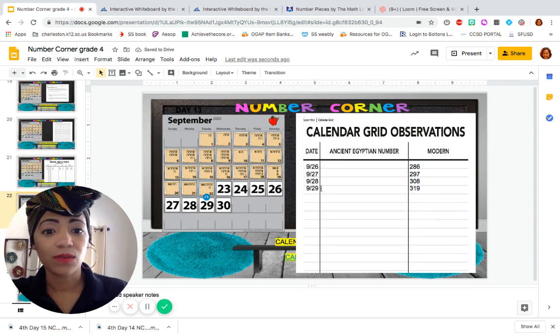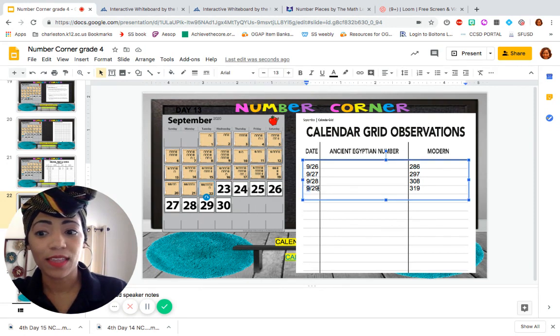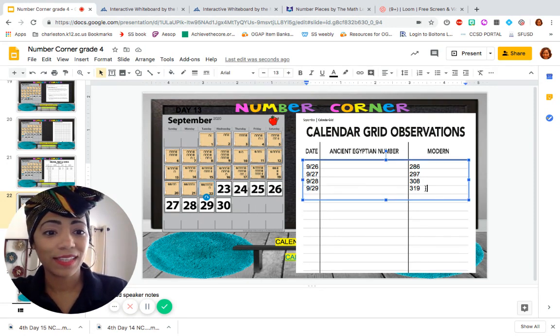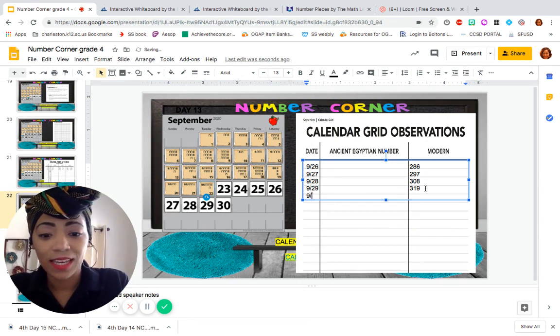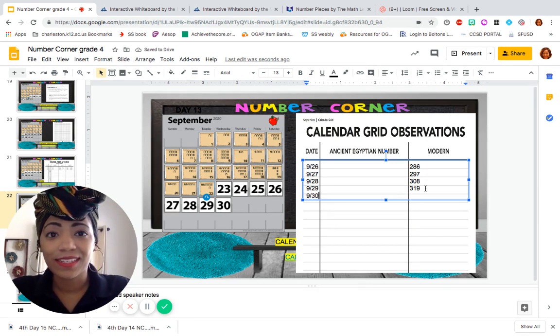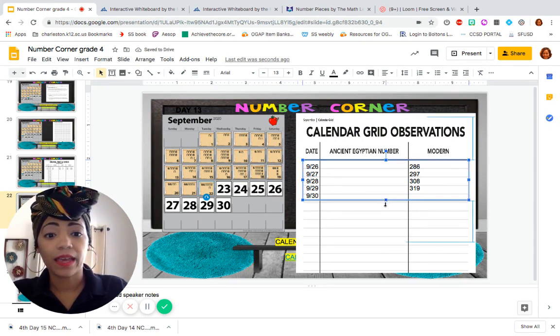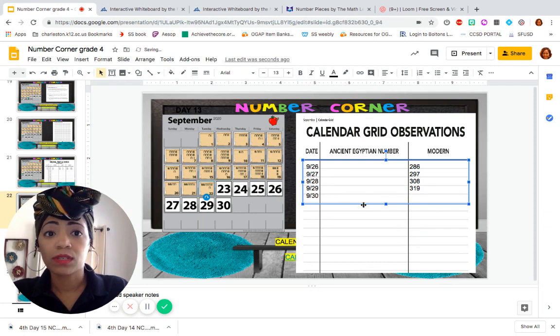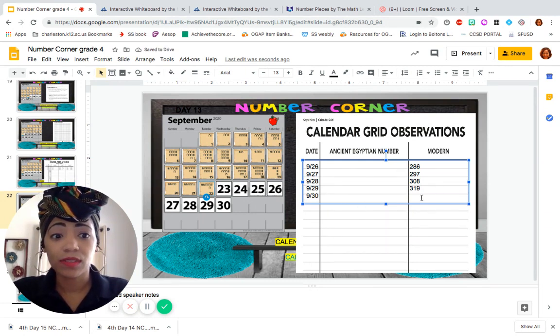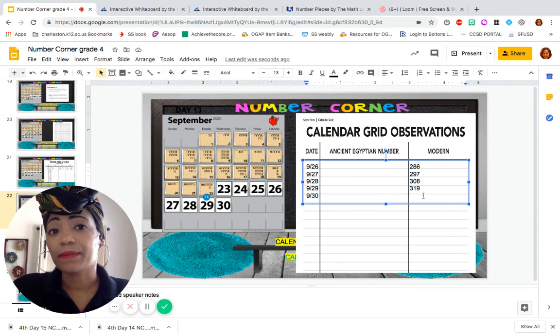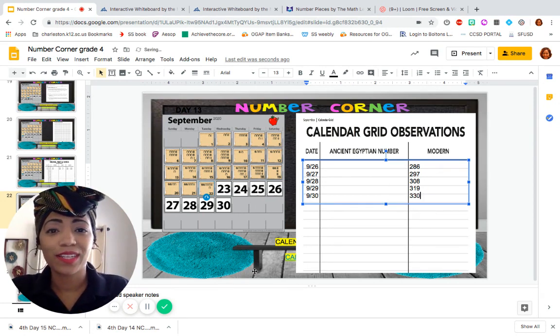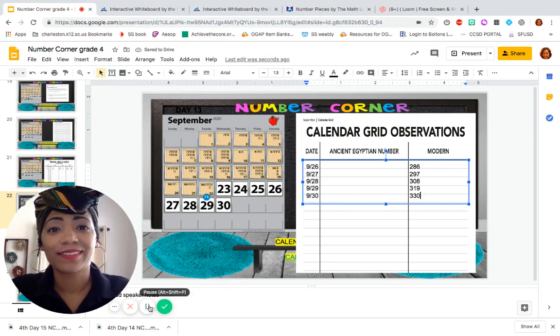Okay, so today is September 30th. I can't believe it's the last day of September. How crazy. It went by so quickly, didn't it? It did, you're right. So our Egyptian symbol had 3 scrolls and 3 heel bones. So that makes today's number what? You got it, 330. Very good.